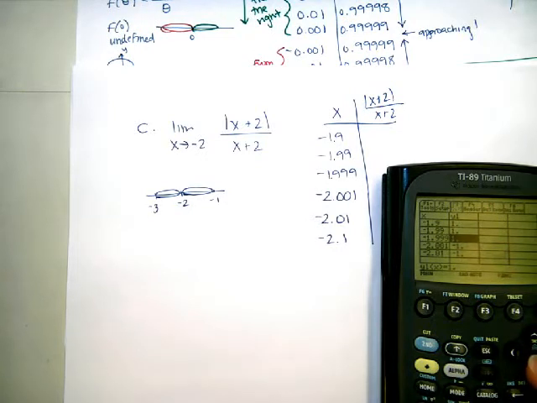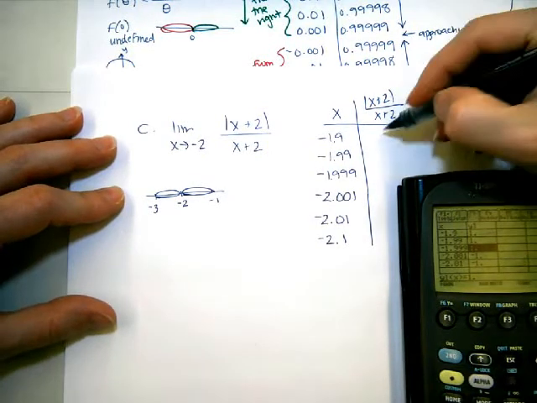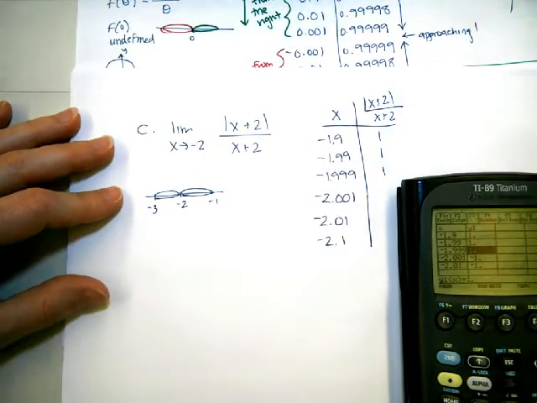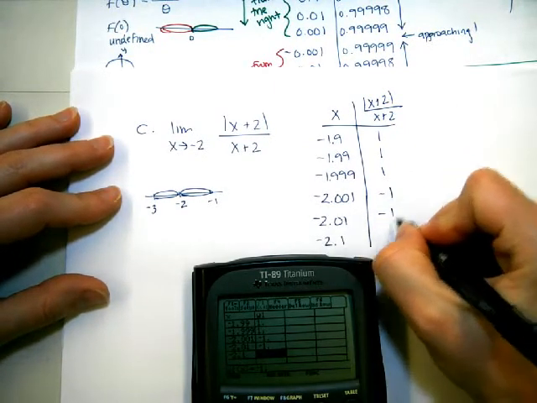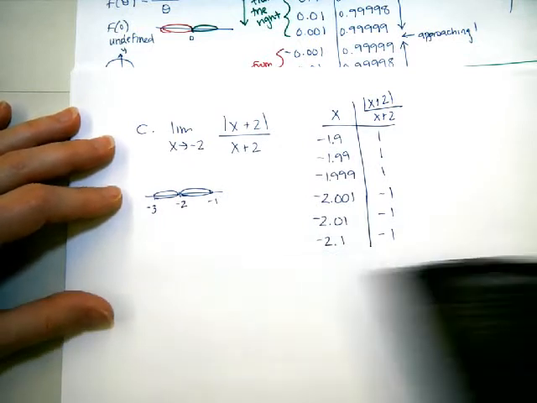It's just 1, 1, 1. And then from this side, I have -1, -1, -1. Interesting. Let's talk a little bit about why that's happening. Let's do a little example.